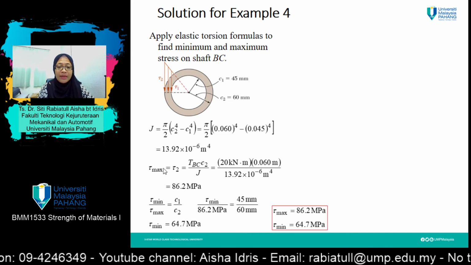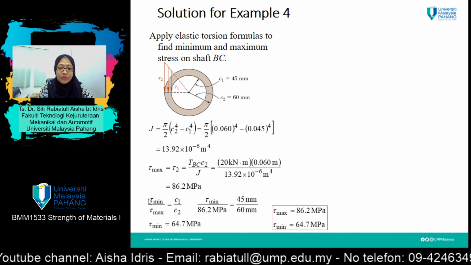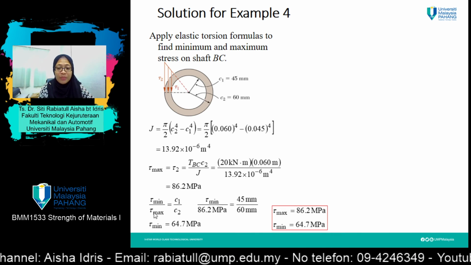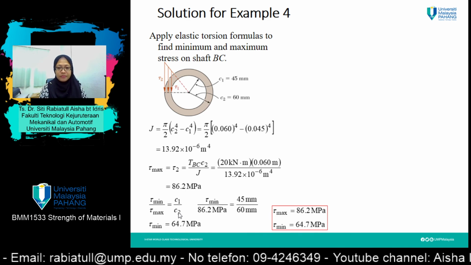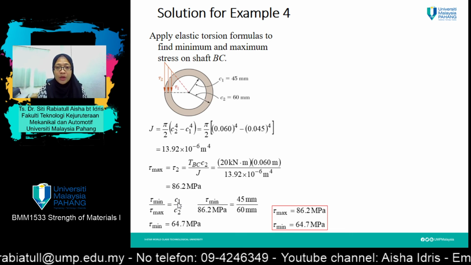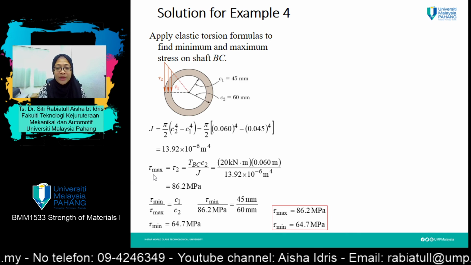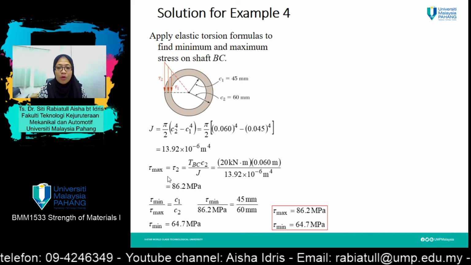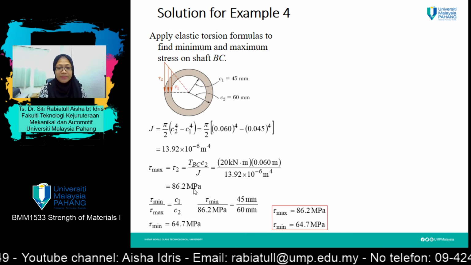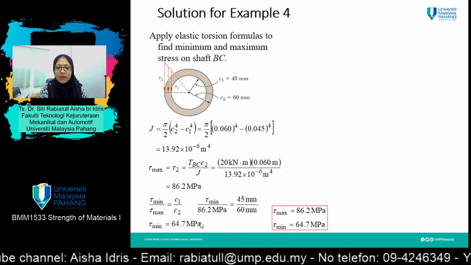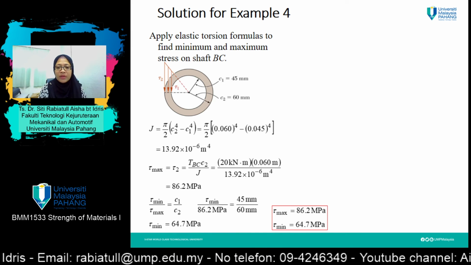After that, you can either use the formula tau min equals TR over J, or you can use this formula, which is tau min divided by tau max equals R1 divided by R2. By right, you should get the same value of tau minimum. If you want to use TR over J, tau min equals T_BC times inner radius divided by J. Or else you can use the other formula, and tau min equals 64.7 megapascal.